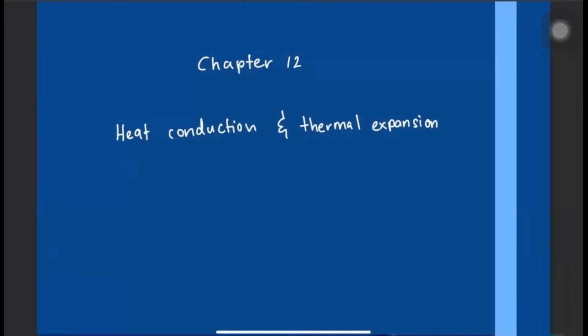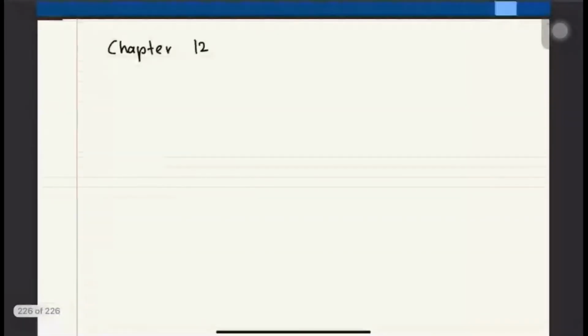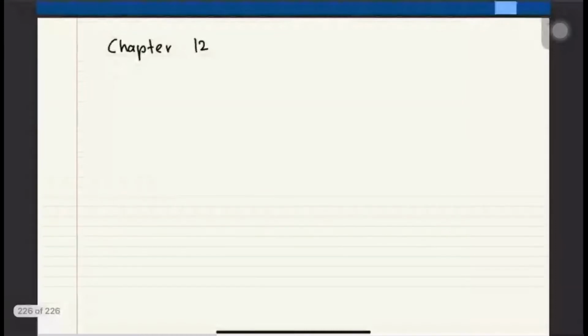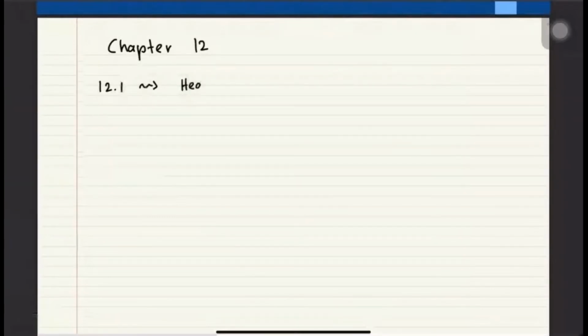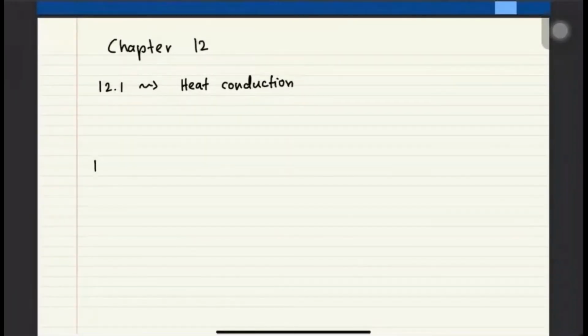So chapter 12, we have two main subtopics. The first subtopic is about heat conduction. The second subtopic is about thermal expansion. Okay, 12.1 is about heat conduction. We learn about this one first, and then later on, we learn about thermal expansion.